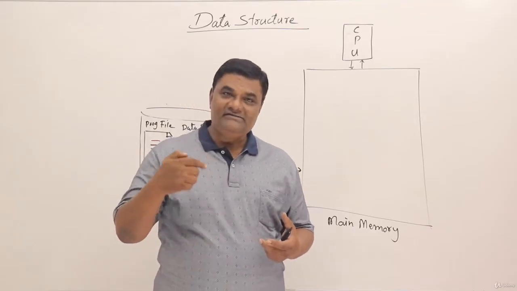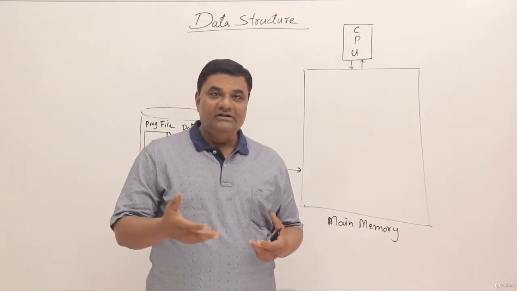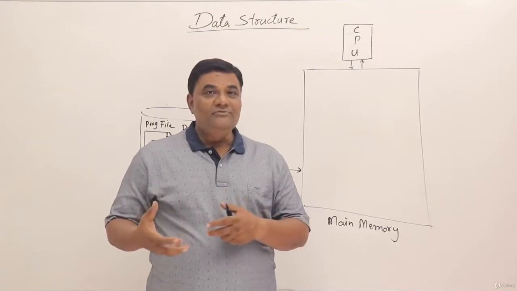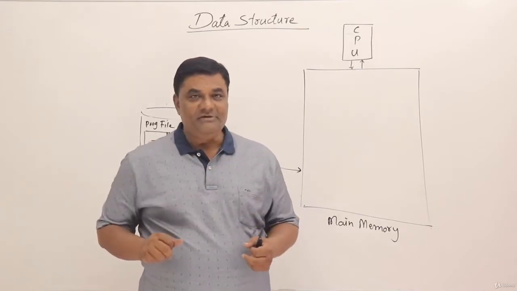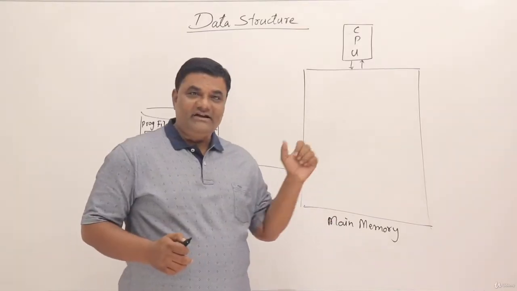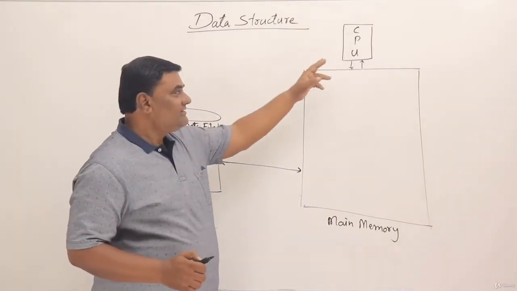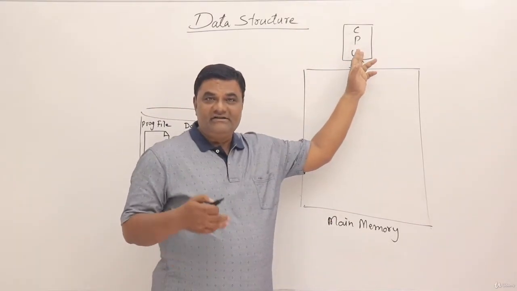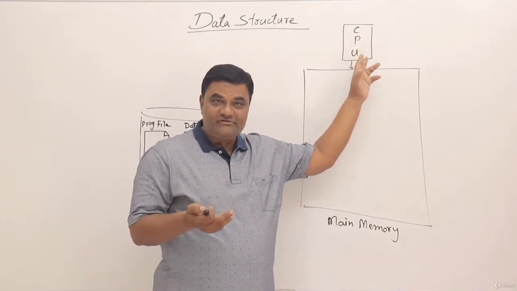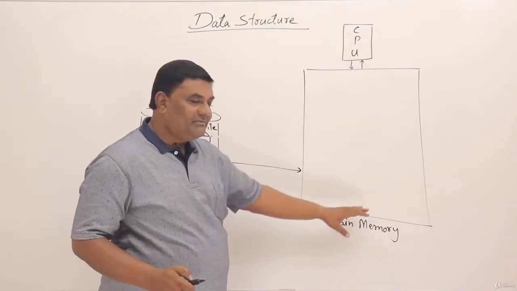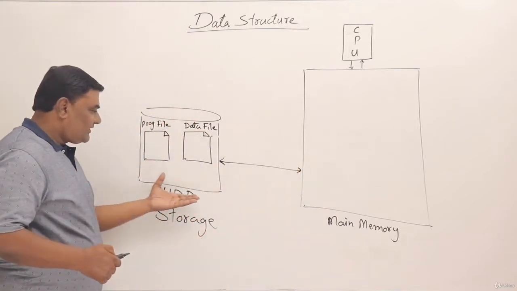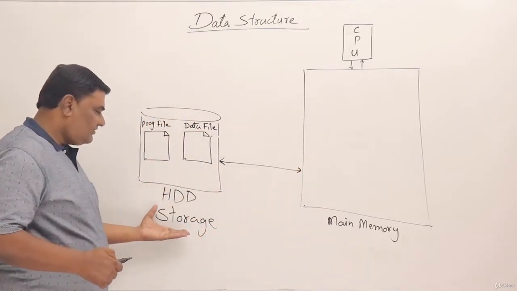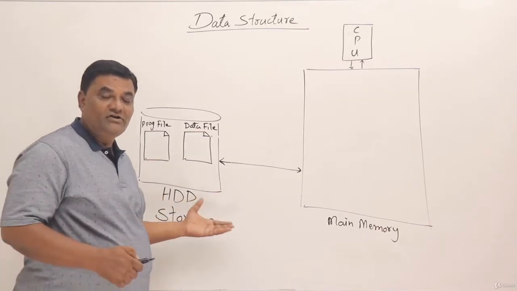So I'll take an example and explain in detail how the program utilizes data and how it puts the data inside the main memory. Let us look at this diagram. Here is the CPU processor, that is the central processing unit, that is our microprocessor, and this is main memory. Let us say this is RAM, and this is storage, that is hard disk drive or external storage, or we just call it storage.